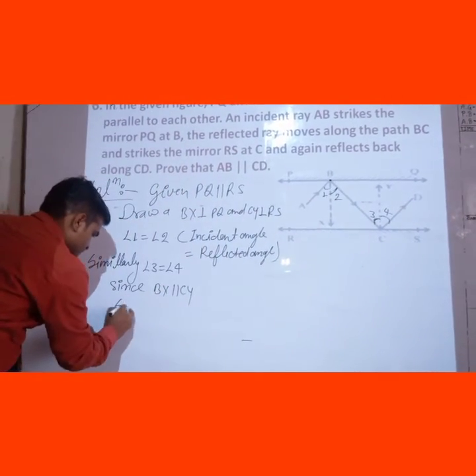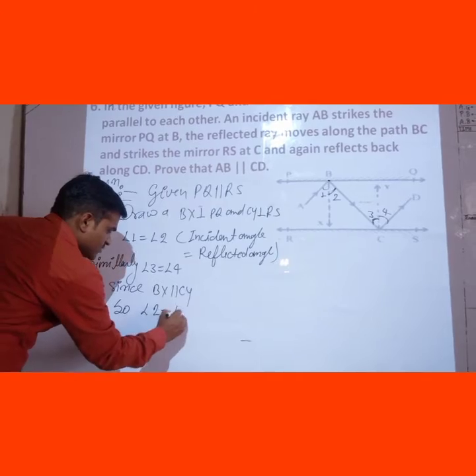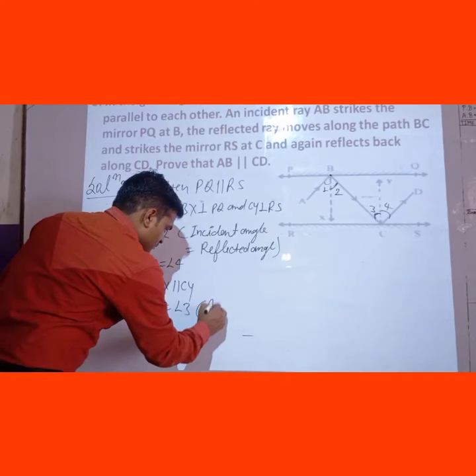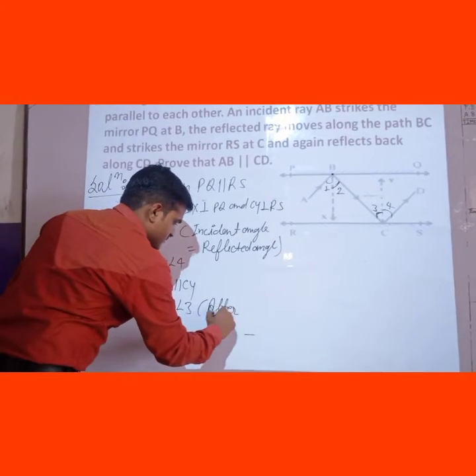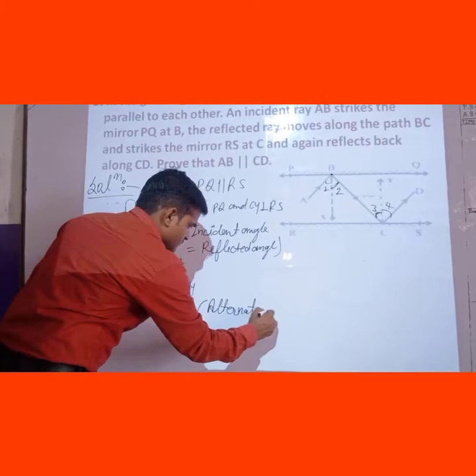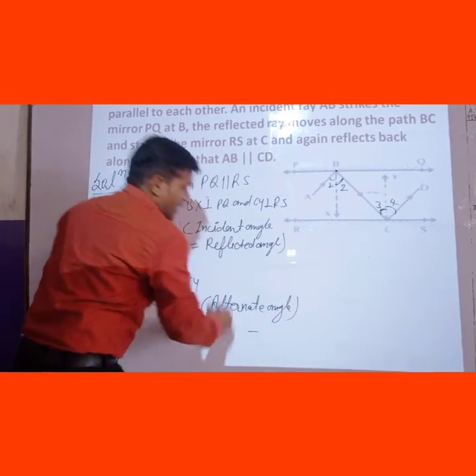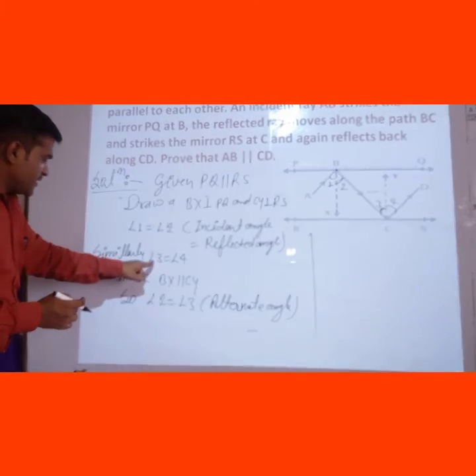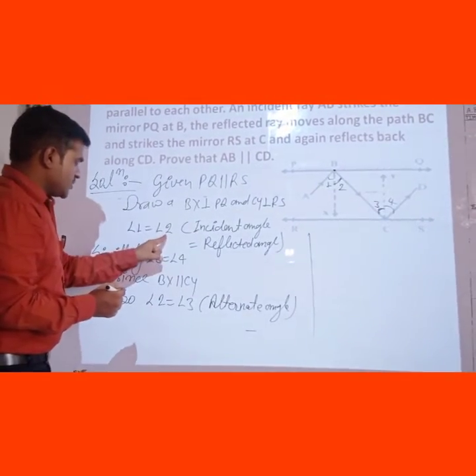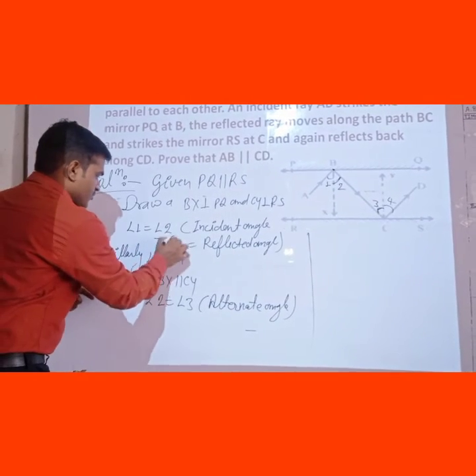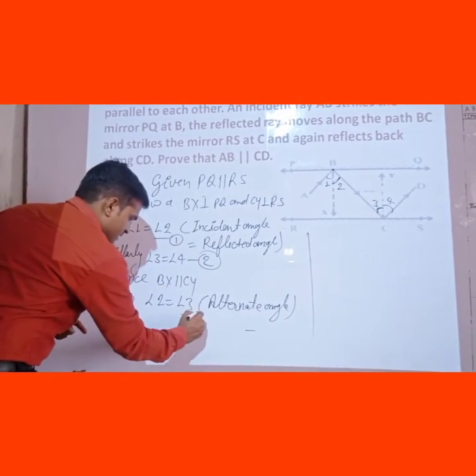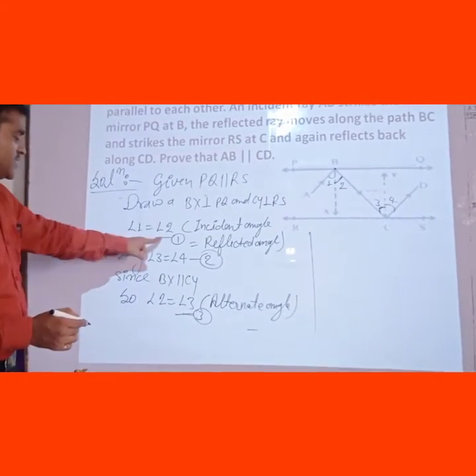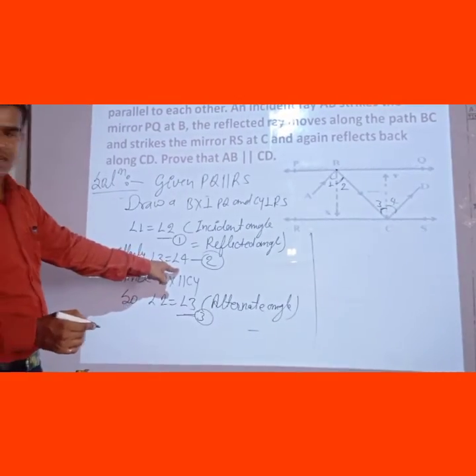So angle 2 is equal to angle 3 by alternate angles. If angle 2 is equal to angle 3, it means angle 1 is equal to angle 3. This is equation number 1, this is equation number 2, and we consider that equation number 3. So from equations 1, 2 and 3, angle 1 is equal to angle 2 is equal to angle 3 is equal to angle 4, all angles are equal.